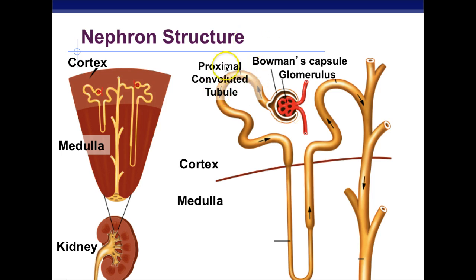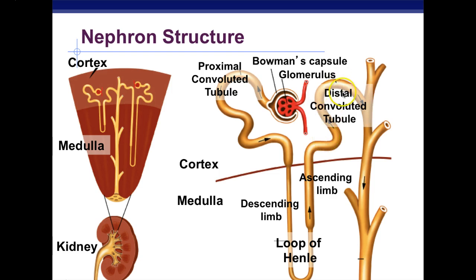After the Bowman's capsule, we have the proximal convoluted tubule. Proximal meaning before, convoluted meaning twisted, and it's before the loop of Henle. So proximal meaning the twisty tube before the loop of Henle. Here's the loop of Henle, and the loop of Henle consists of the descending limb, meaning the down limb, and the ascending limb, meaning the up limb, and then the distal convoluted tubule, distal meaning after, or the portion that comes after the loop of Henle. And then finally, the last part here is called the collecting duct. The collecting duct is actually separate from the rest of the nephron.